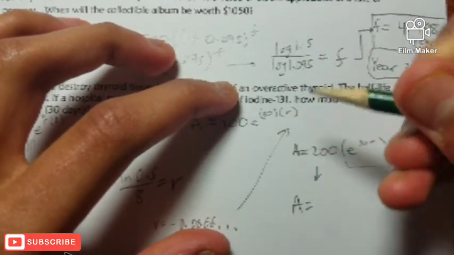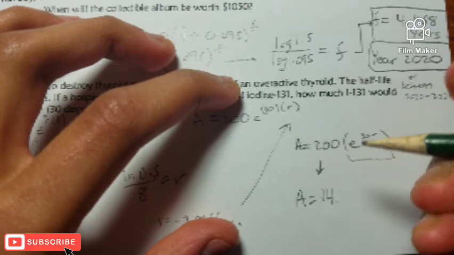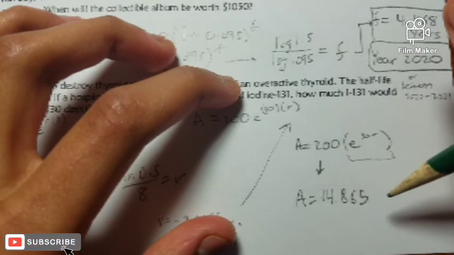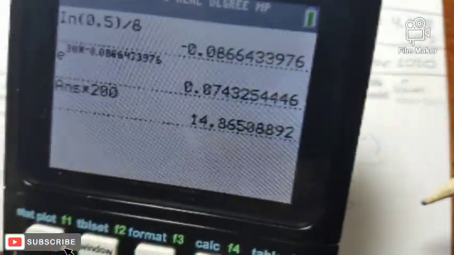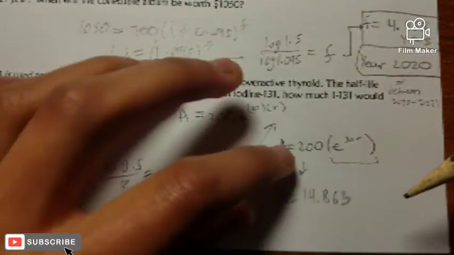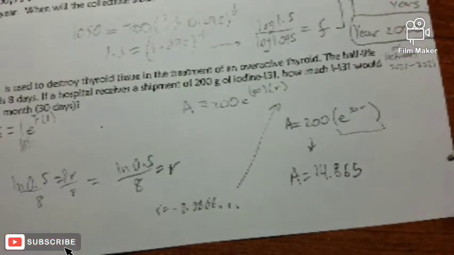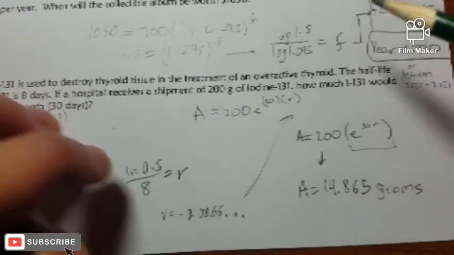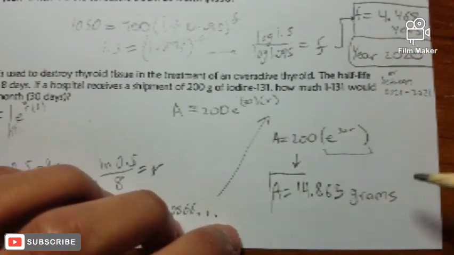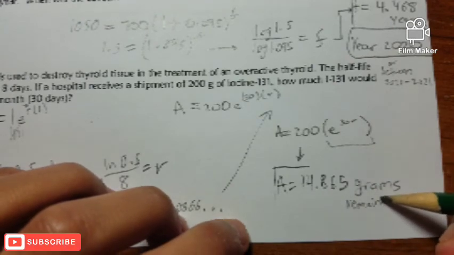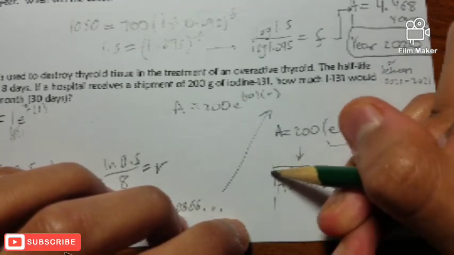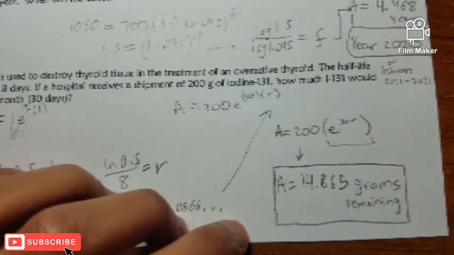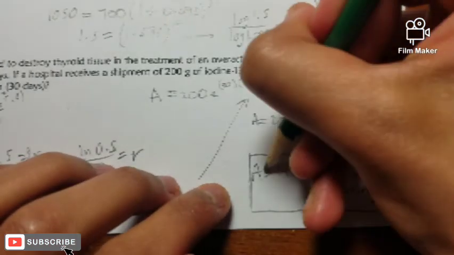So now you've got your A equals 14.865, rounding to thousandths. And obviously you have to put your units as grams because they showed grams right here, so that's what's going to be left over. Grams remaining. This number right here is your answer.